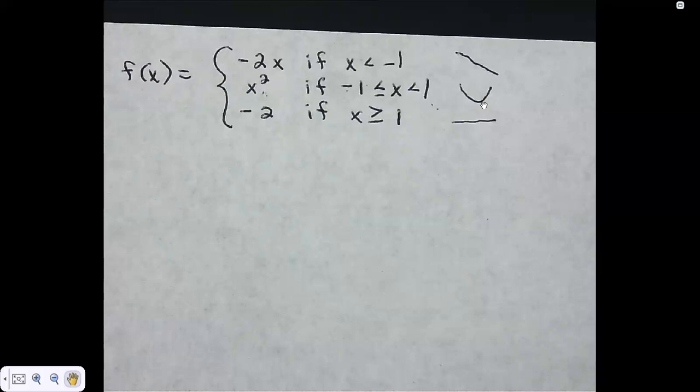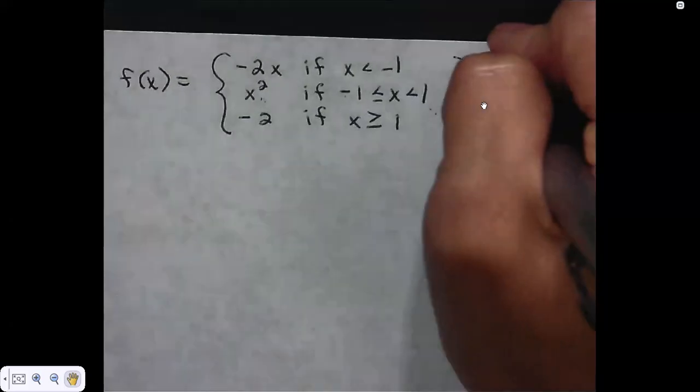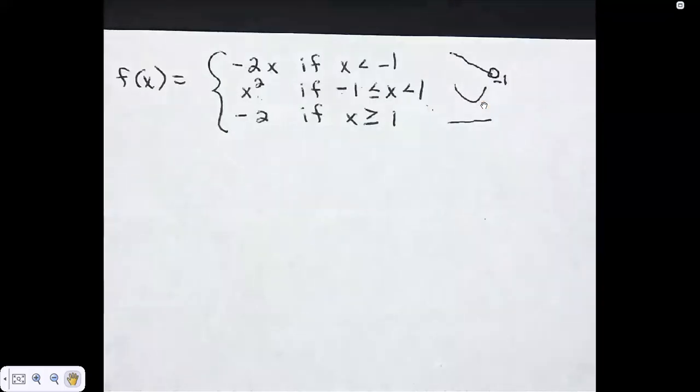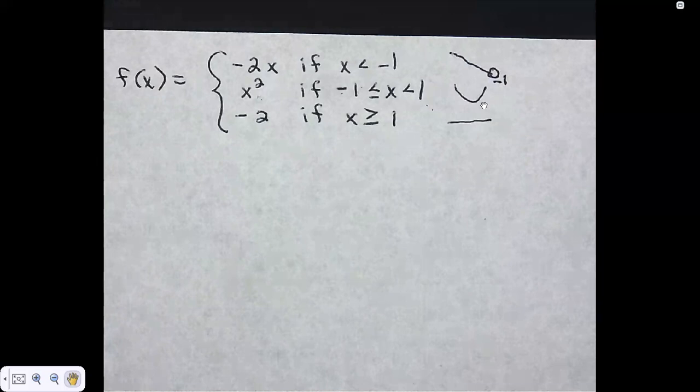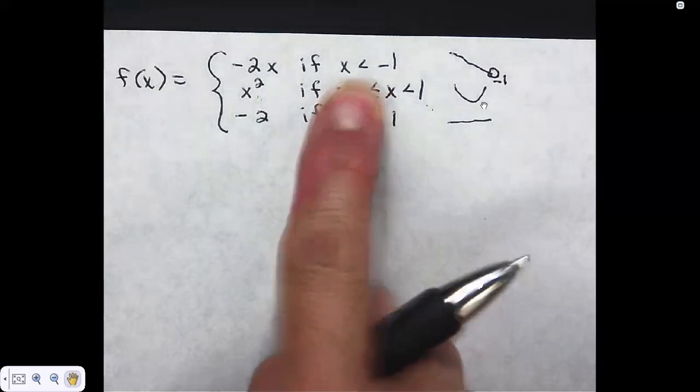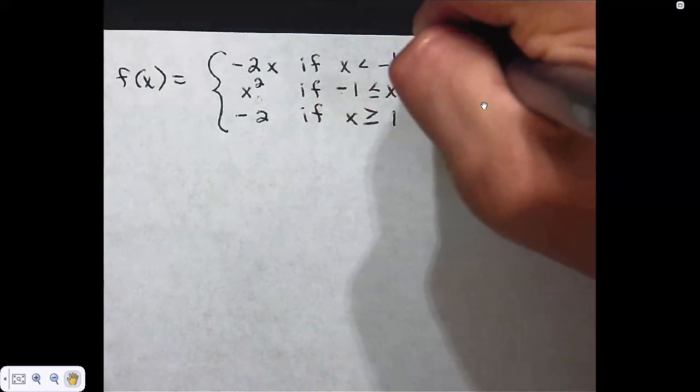So all I have to do is get these three little pieces in the right place and begin and end them at the right place. This one's going to come down from the left, and it's going to go to negative 1, and it's going to have an open dot at the negative 1, because this part doesn't include the negative 1. It is going to be forever to the left, though.